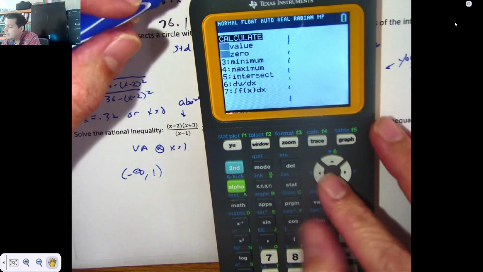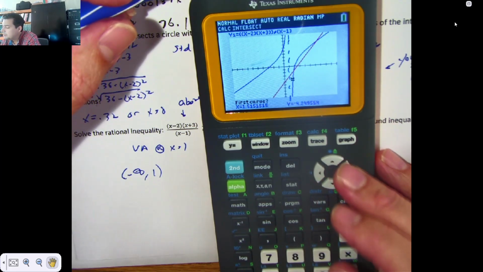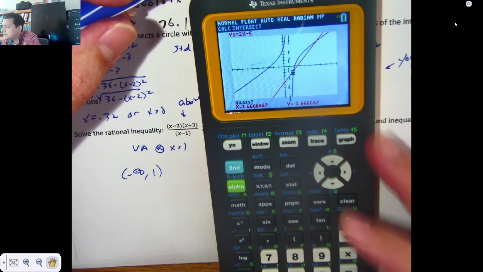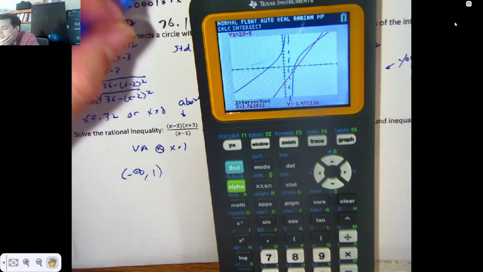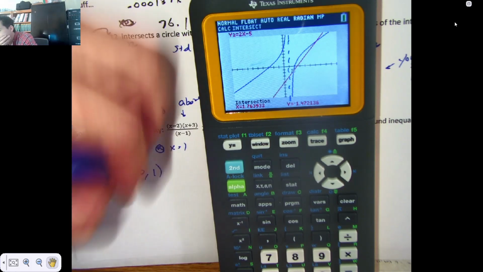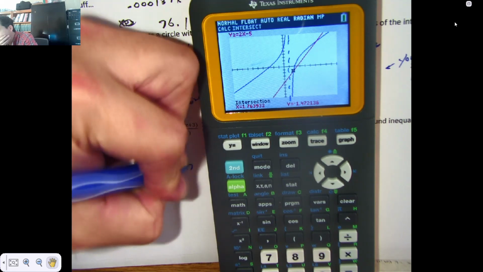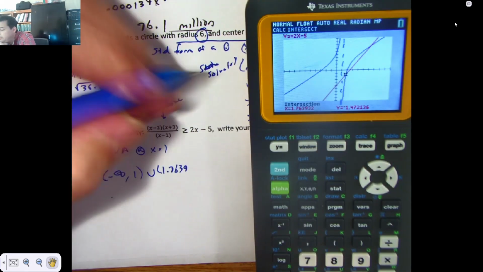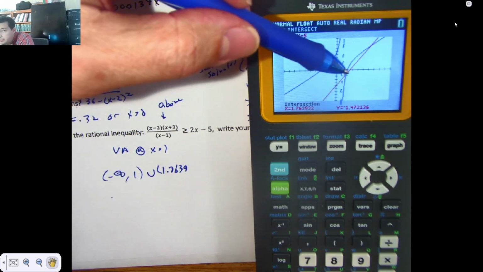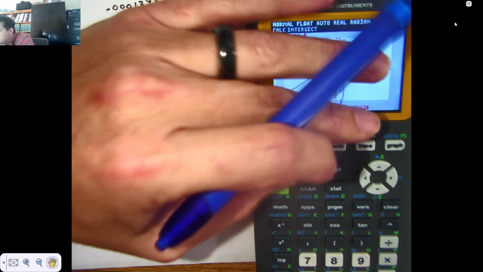Second trace 5 intersect. Get my cursor close. Enter, enter, enter. It says the intersection's at 1.7639. So union with 1.7639. And the reason I'm going ahead and union with is because the blue line is only above the red line from here to here. So I'm going to find the other intersection.